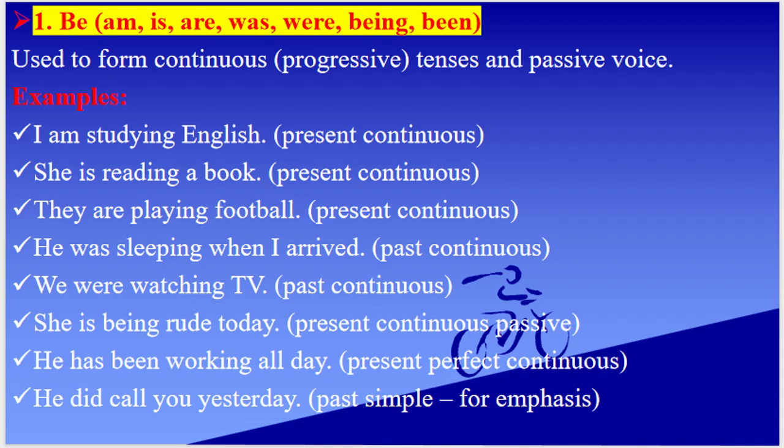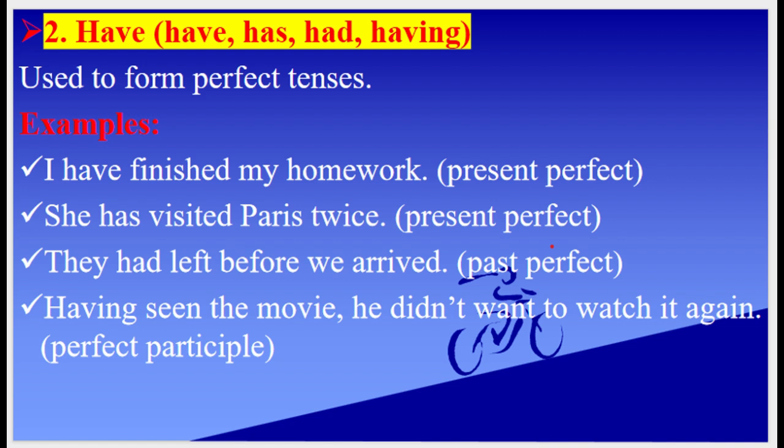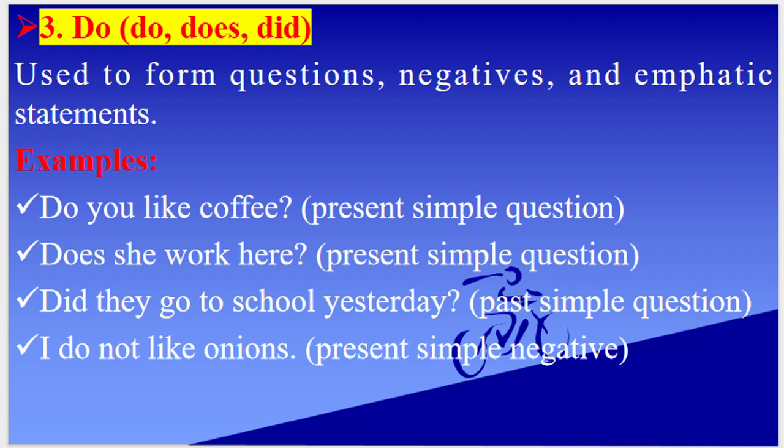2. Have, has, had, having, used to form perfect tenses. Examples: I have finished my homework. Present perfect: she has visited Paris twice. Present perfect: they had left before we arrived. Past perfect: having seen the movie, he didn't want to watch it again. Perfect participle.